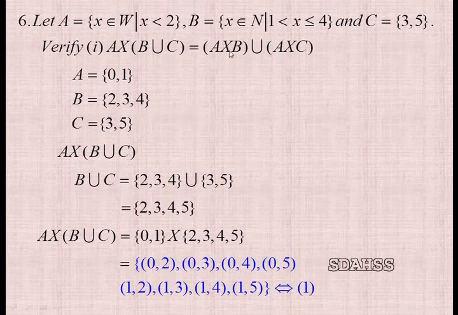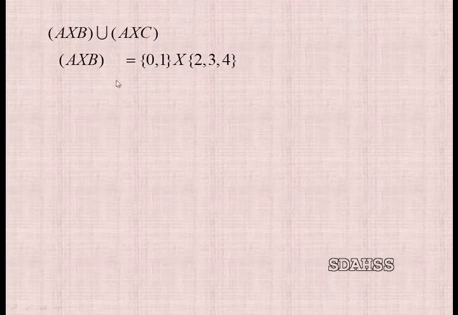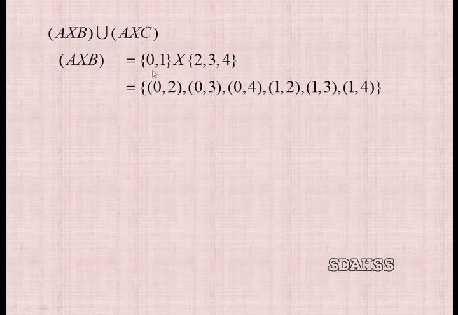Then we want to find RHS. In RHS, first you have to find A cross B. A cross B is equal to, here the set A is {0, 1}, cross set B is {2, 3, 4}. So this can be written as (0,2), (0,3), (0,4), (1,2), (1,3) and (1,4).